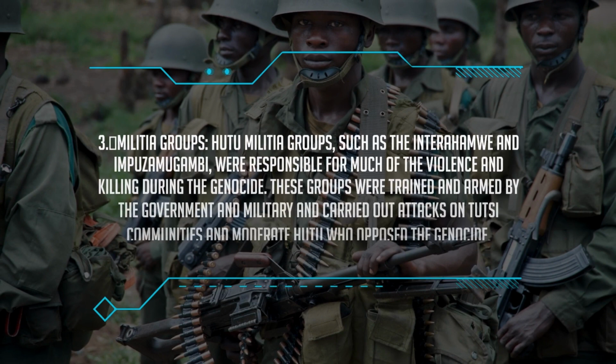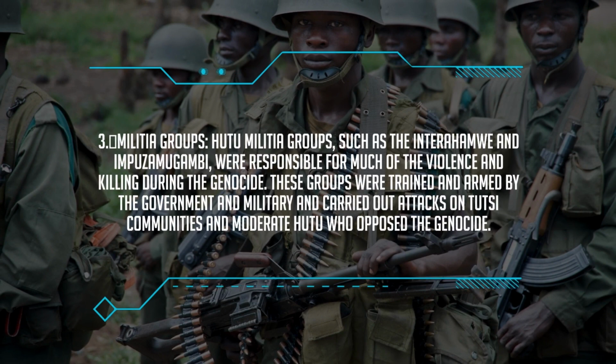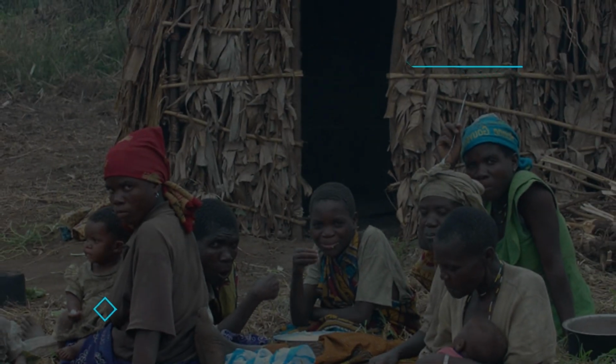3. Militia groups. Hutu militia groups, such as the Interahamwe and Impuzamugambi, were responsible for much of the violence and killing during the genocide. These groups were trained and armed by the government and military and carried out attacks on Tutsi communities and moderate Hutu who opposed the genocide.